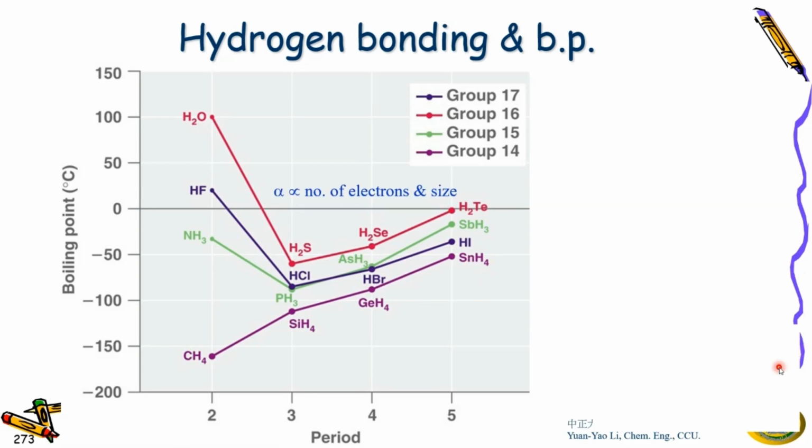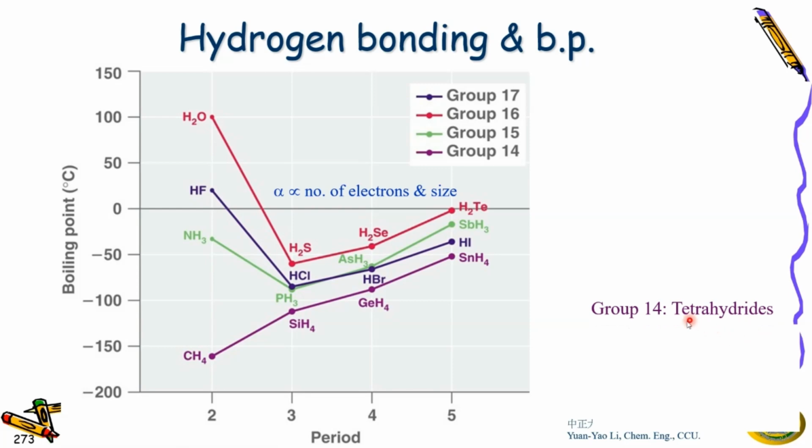So once we think of this, the polarizability is proportional to the number of electrons and the size of the molecule. As you can see, for carbon, silicon, germanium, tin, the size increases. If the size increases, what does that mean? Polarizability increases. If the polarizability increases, the boiling point increases. It makes sense, right?